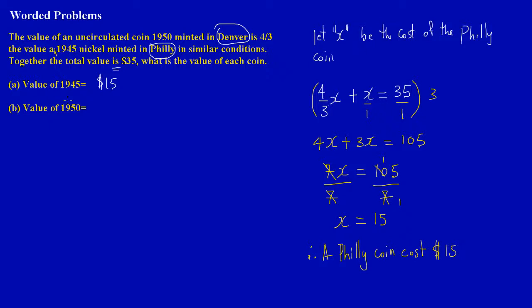Now in part B, they're asking for the value of the 1950 coin, the uncirculated coin minted in Denver. Initially they said that the Denver coin was 4/3 of the Philly coin. So to find the cost of the Denver coin, I take 4/3 of x, which is the same as 4/3 times 15. 3 into 15 goes 5 times. Now we multiply across, 4 times 5, and that gives us $20. So the value of the 1950 coin is $20.